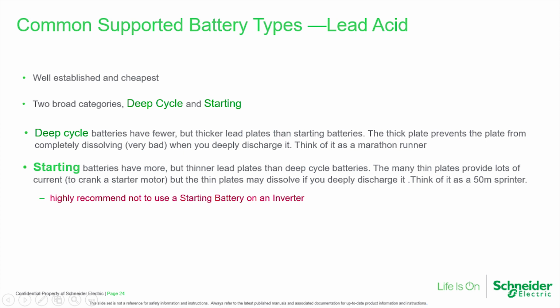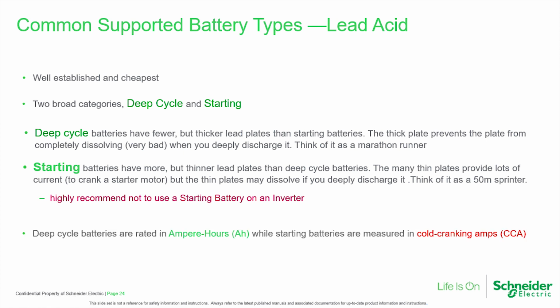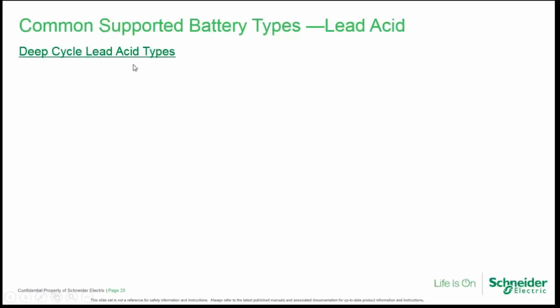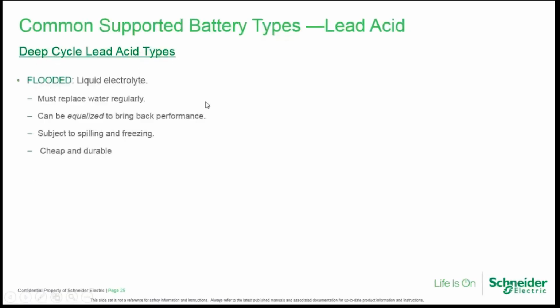But if you discharge this battery deeply, you will basically completely wear out those plates. And once those plates are completely dissolved, they don't come back ever. So that battery's dead. So you don't use starting batteries on an inverter. Deep cycle batteries will have an amp hour rating. If you see a battery that has a cold cranking amps rating, that's a starting battery, so you don't use it. When I talk about lead acid now, I'm always talking about deep cycle.